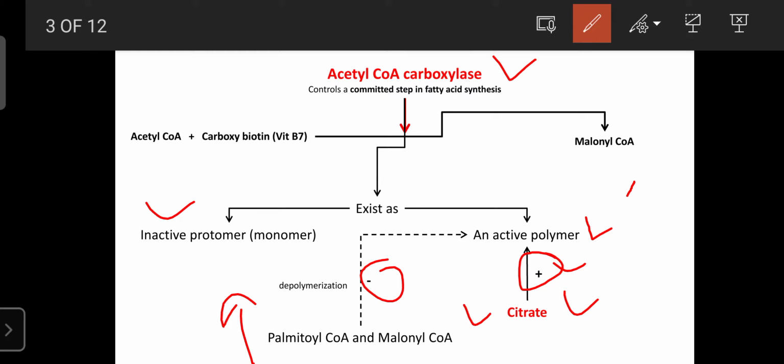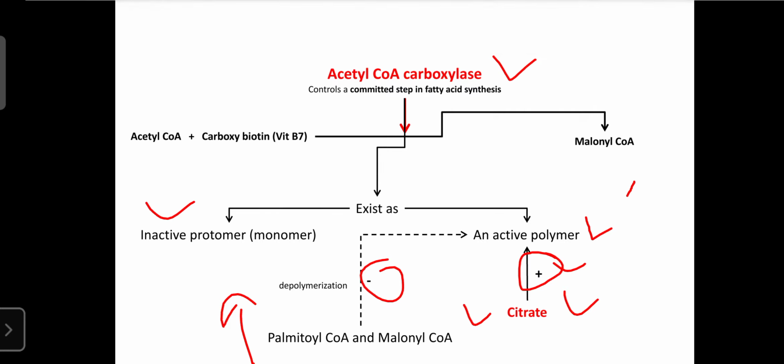So like that, acetyl CoA carboxylase is involved in the regulation of lipid metabolism by substrates like citrate, palmitoyl CoA or malonyl CoA, and the nature of the acetyl CoA carboxylase that exists in the cell also reflects on the biosynthesis of fatty acid. So like that, this enzyme is involved in the regulation of fatty acid synthesis.